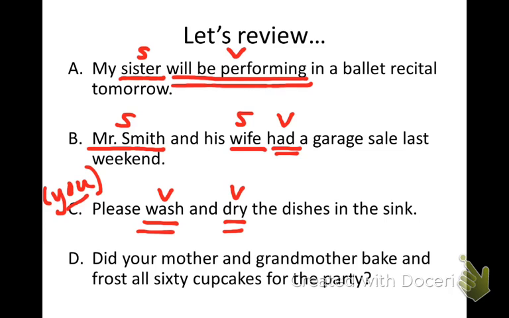And finally, sentence D: Did your mother and grandmother bake and frost all 60 cupcakes for the party? This sentence is an interrogative sentence. Hopefully you remember from my other lessons that interrogative sentences often have subjects that interrupt the verb phrase. Here is my subject, mother. Here is my other subject, grandmother. My verbs: did, bake, and frost. So in this sentence I have a compound subject and I have a compound verb.